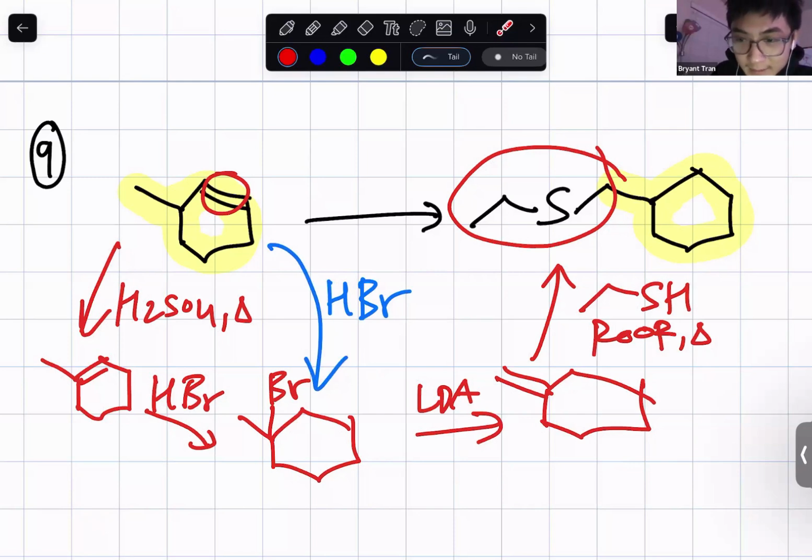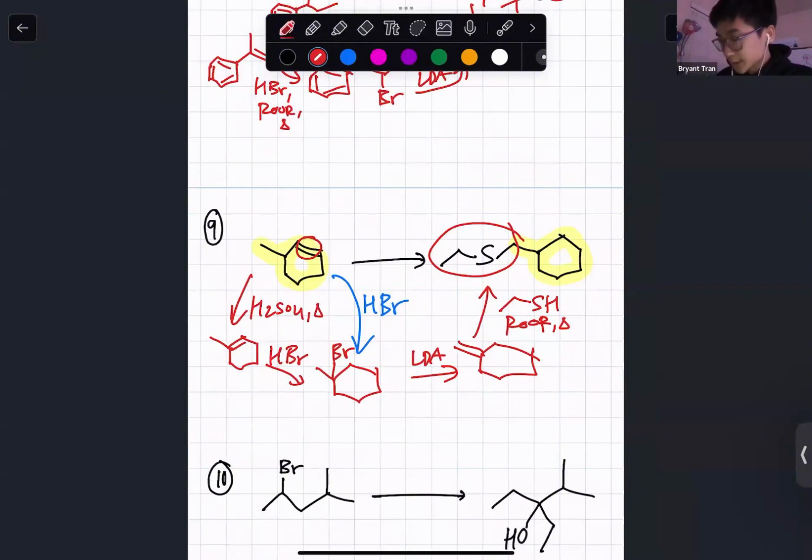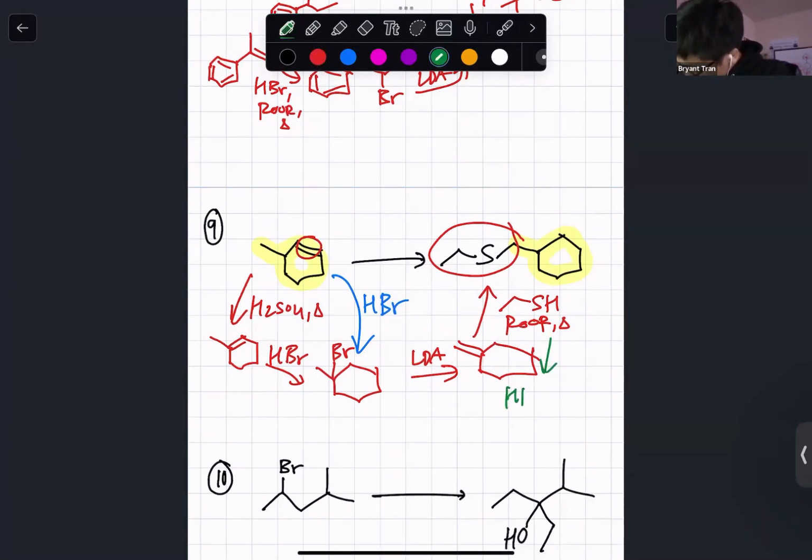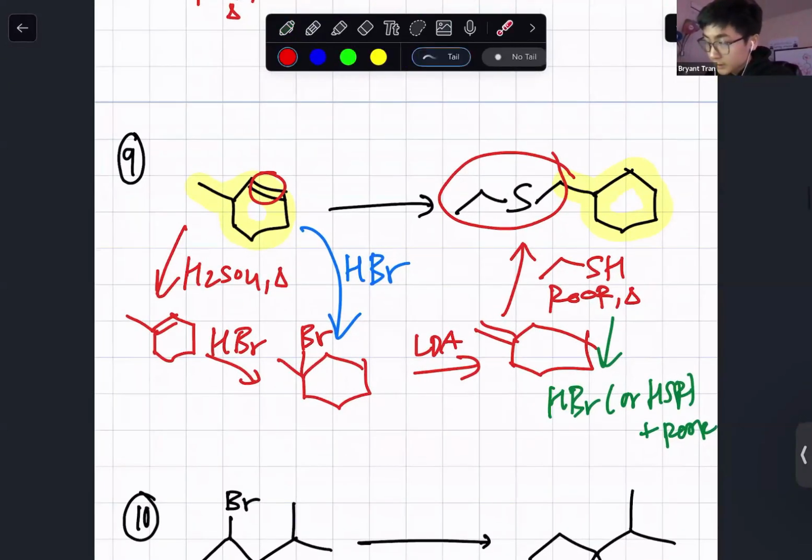What's the name of the last step? This one here is going to be radical addition. On the study list, there are different names, but what does Helix call it? HBr or HSR plus ROR. It's at the end of the reaction list. HBr plus ROR. Radical addition of HBr, or radical addition of HSR. You could also call it like that.